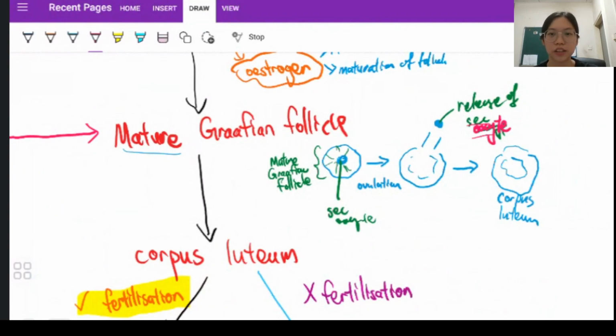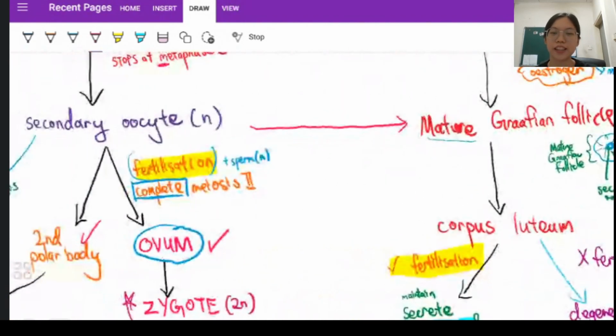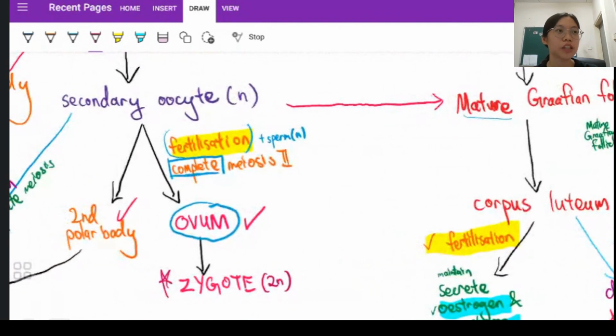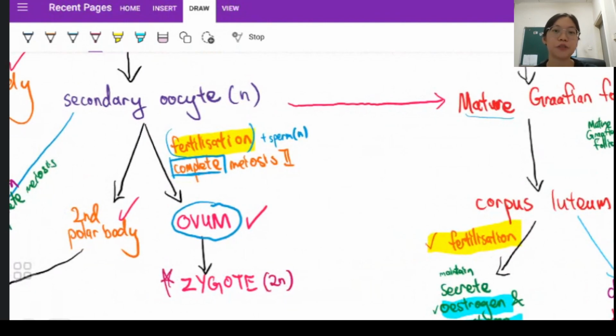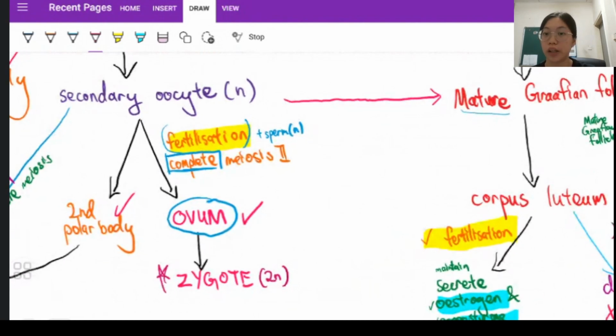Because the secondary oocyte from the mature Graafian follicle already left. So this secondary oocyte that is released right now will only undergo complete meiosis II if sperm fertilizes it. If sperm manages to fertilize it, it will form the second polar body and ovum. Then the ovum fuses with the sperm and forms a diploid zygote.